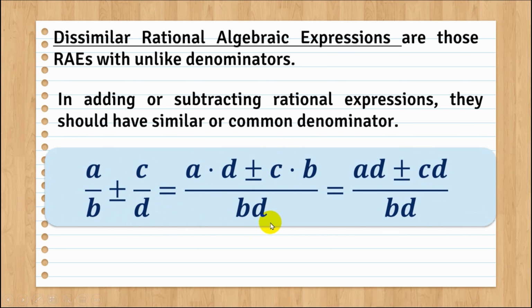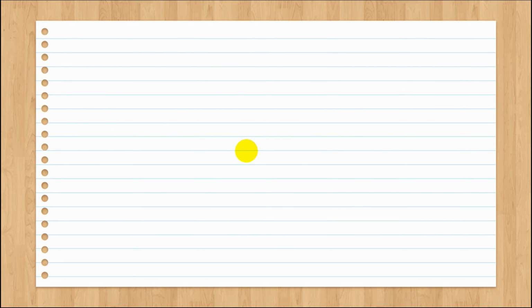So what we're going to do is to look for the common denominator to make our RAEs similar. So in adding or subtracting rational algebraic expressions, they should have similar or common denominator. So paano nga ba natin mahahanap yung common denominator na yon para magawa nating similar yung ating dissimilar RAEs.